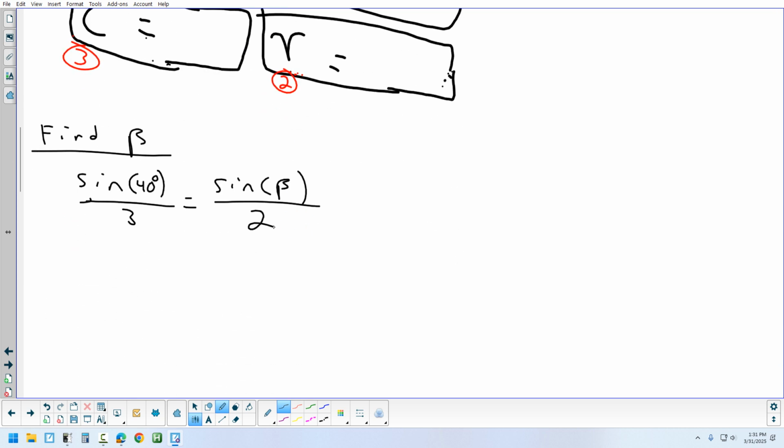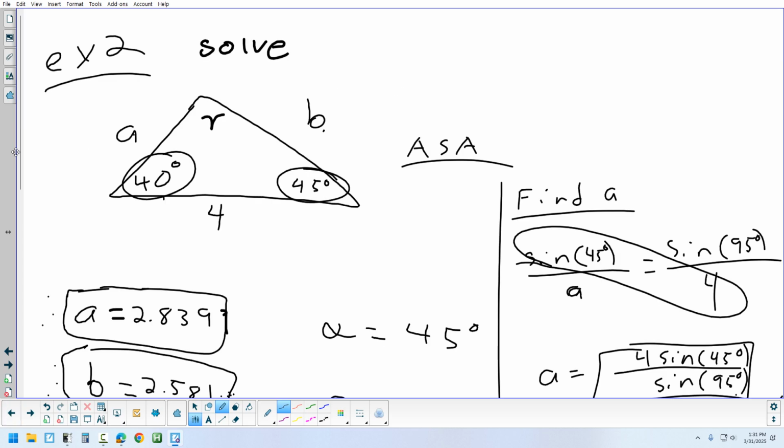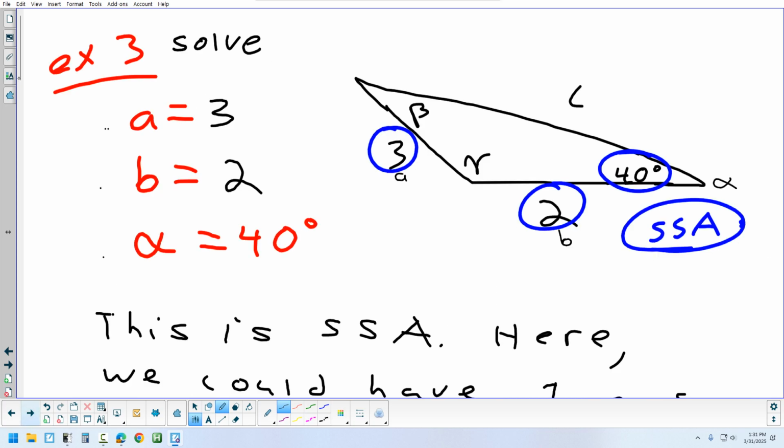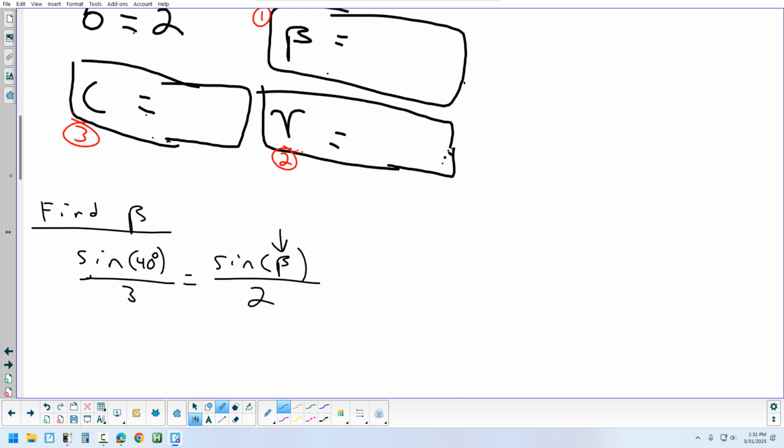Before we go any further, I want to just look at that. What looks different about that? The variable's in the top. Okay, we've never had the variable in the sine function before. The variable has always been the letter in the bottom. But not this time. So this time, you don't even need to cross multiply.